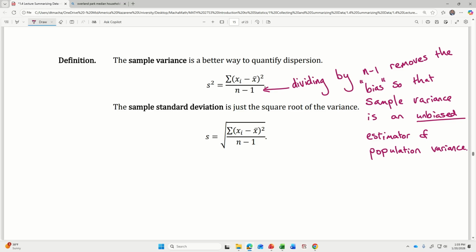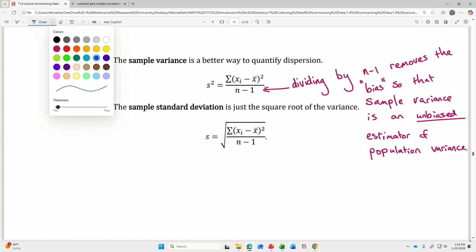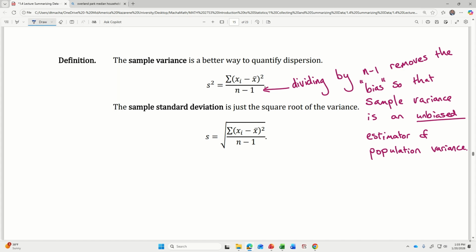These are our best measures of dispersion that we have in statistics. The best way to tell you how dispersed a data set is, is by telling you the sample standard deviation.